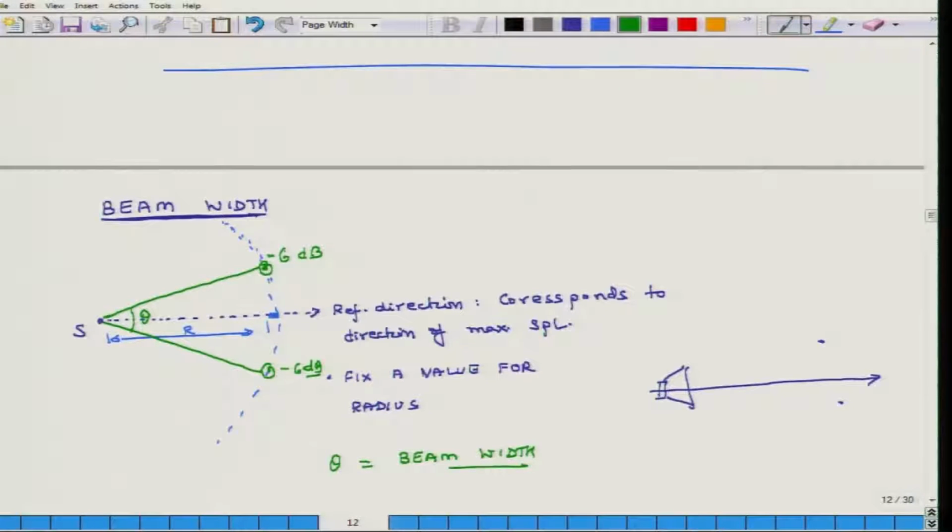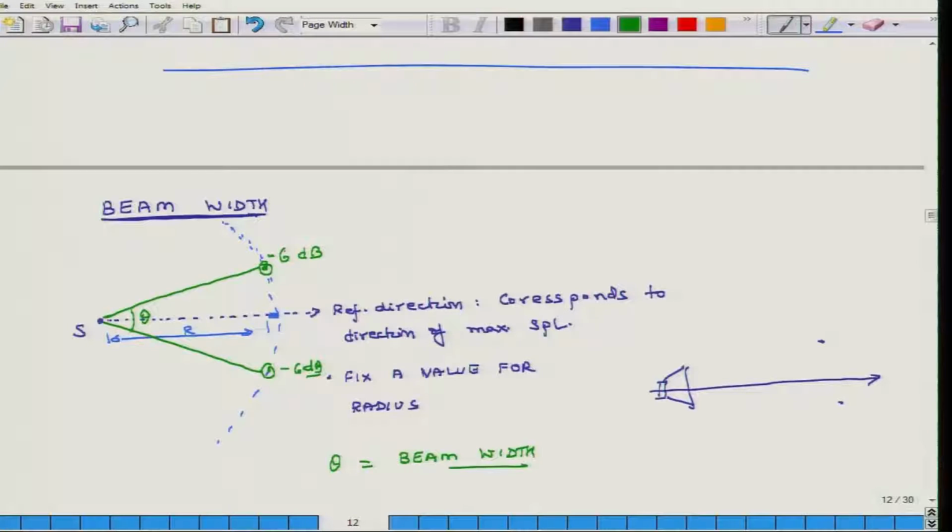So, what is beam width? Beam width corresponds to the angle over which the sound pressure level, for a fixed radius, drops by as much as 6 decibels. In this case, we use a particular reference direction, and the reference direction is chosen such that it corresponds to the direction where we measure maximum sound pressure level. So, that is beam width.